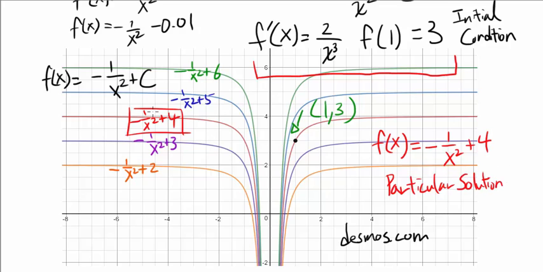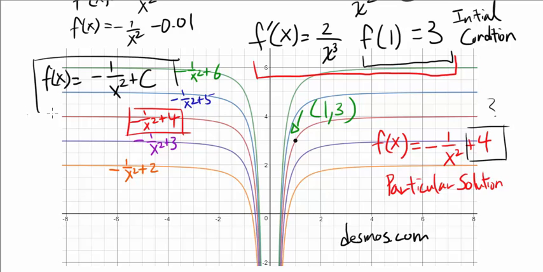Let's say we do not have this graphed out and we don't know which graph is which one. Then how would you figure out the constant is plus 4? How can you figure this out? And that's not hard to do. It's by plugging in f of 1 is 3. In this case, we have f of x is negative 1 over x squared plus c. That's the general solution. And you can plug in x equals 1, and you expect to get y of 3.